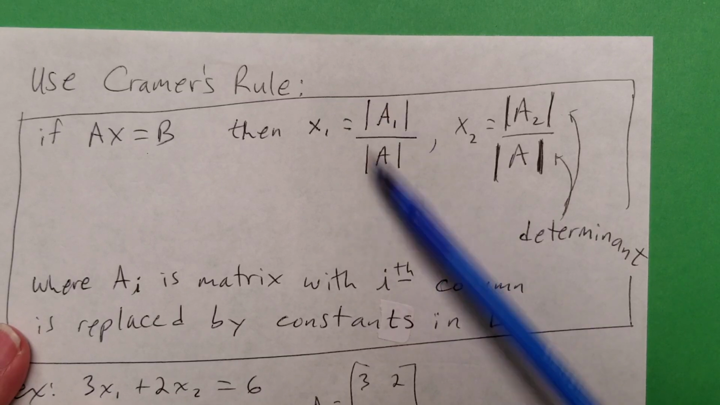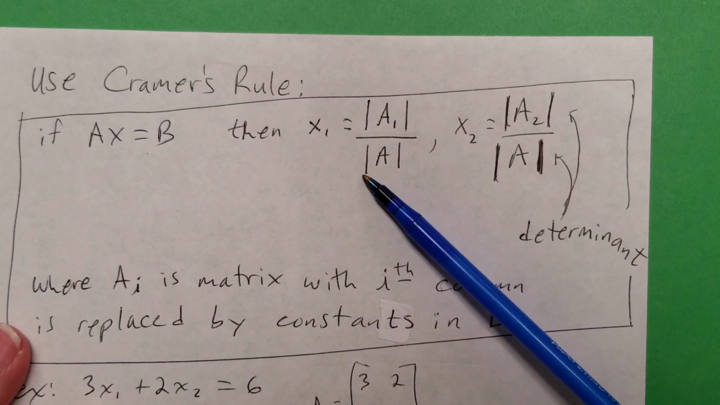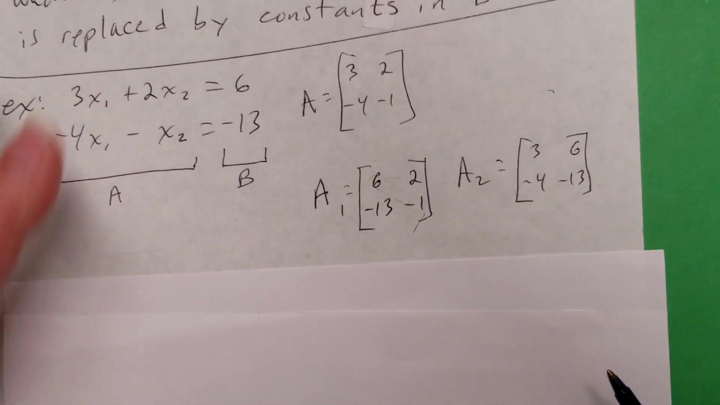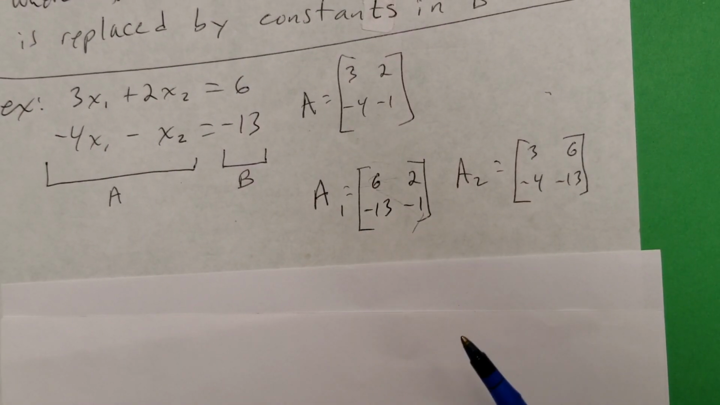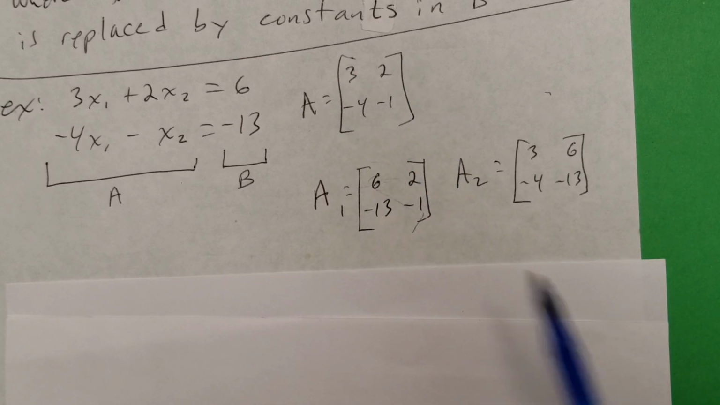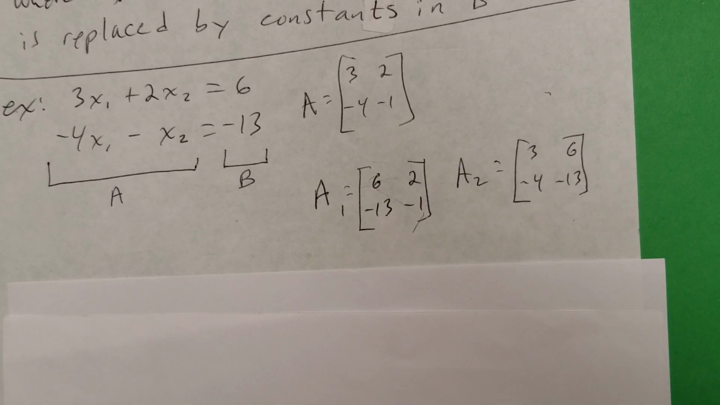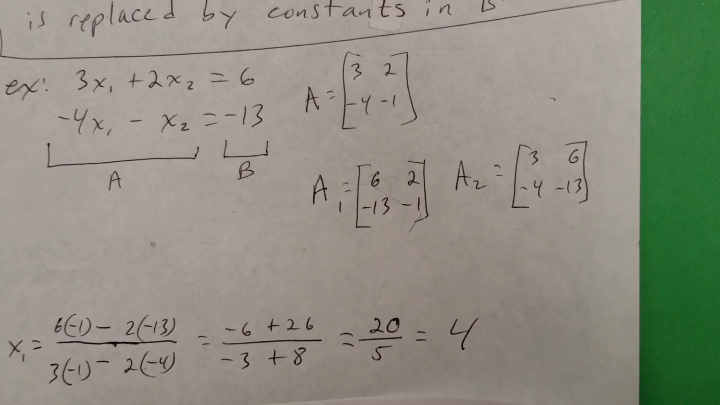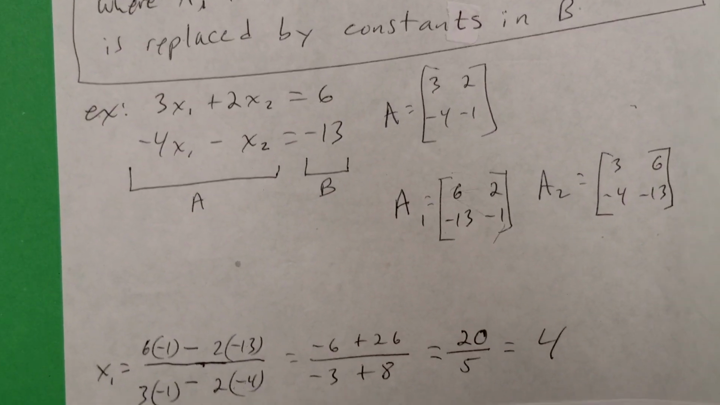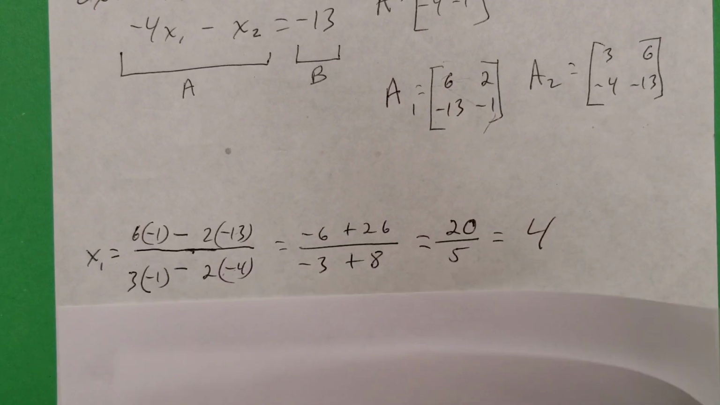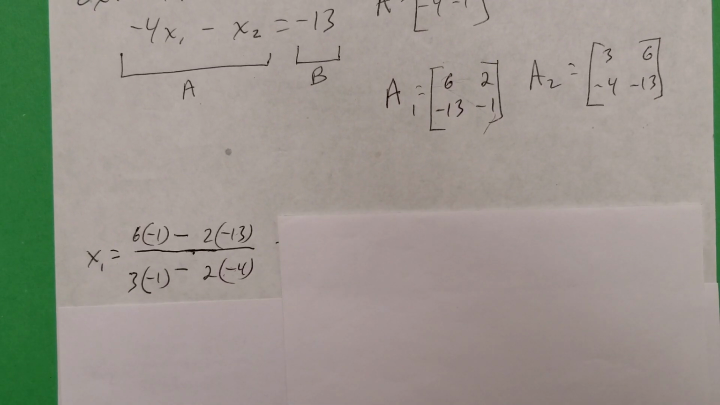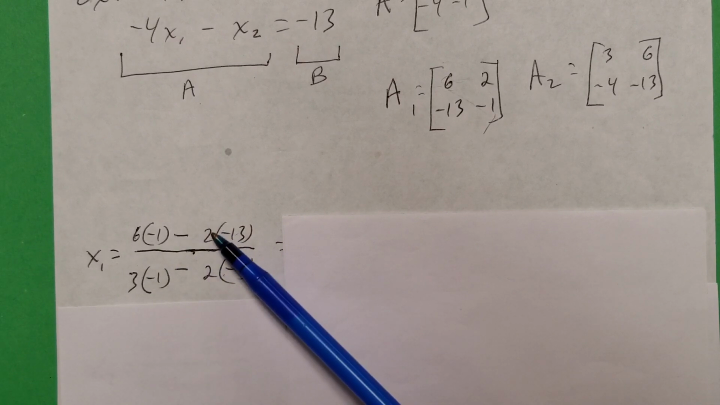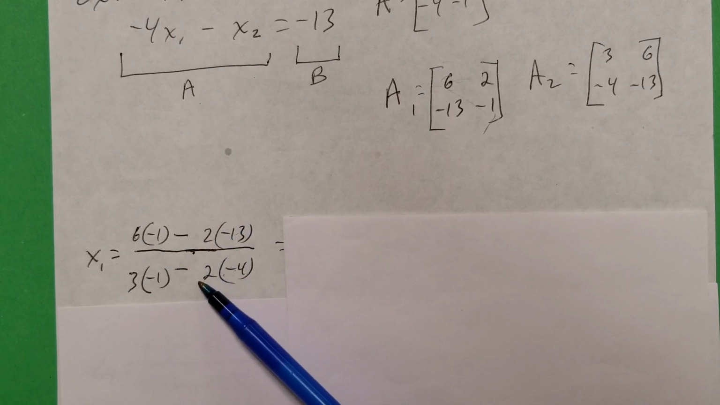Right? The determinant of A1 over the determinant of A. The determinant of A2 over the determinant of A. So we need the determinant of all three of these, which is easy, right? Cross multiply, subtract. Cross multiply, subtract. Look back at 6.2 to find out how to do the determinant. So for x1, it's going to be the determinant of A1 over the determinant of A.